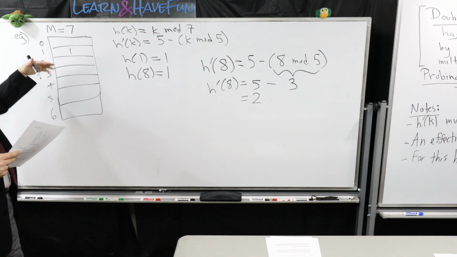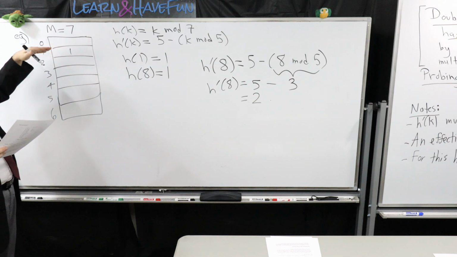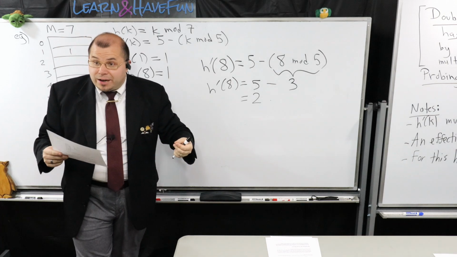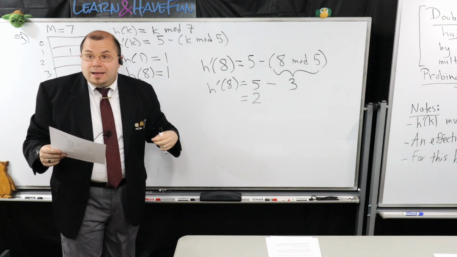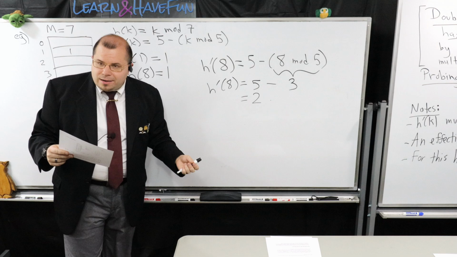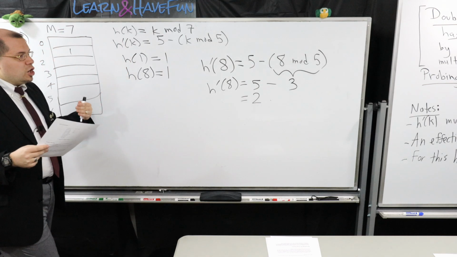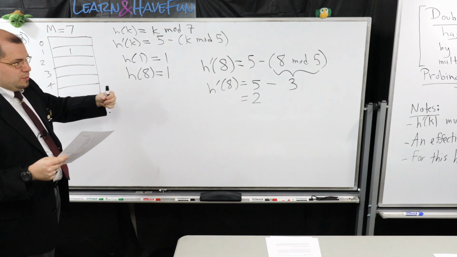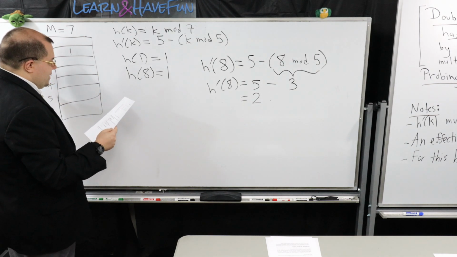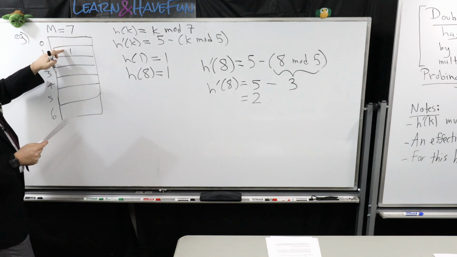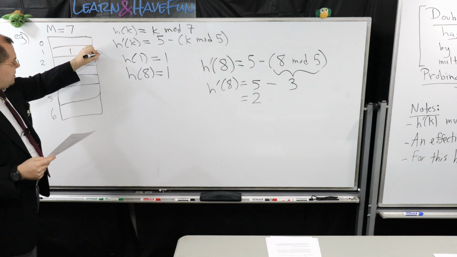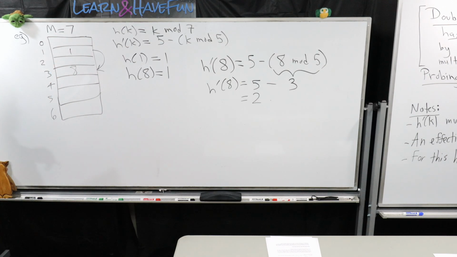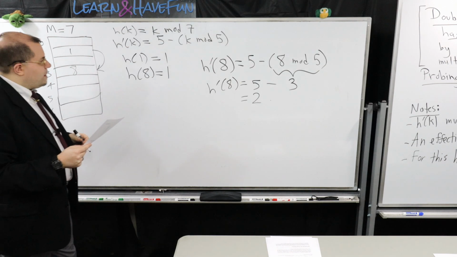So when I get a collision here, I'm going to take this position and add 2 to it to try the next one. If there's a collision there, I'm going to add 2 again, and if there's a collision there, I'll add 2 again. So the bunny is going to hop over from 1, instead of the hop being 1, it's now 2. So I'm going to hop over here and put 8 in here, as opposed to in position 2 before. So now 8's right there.